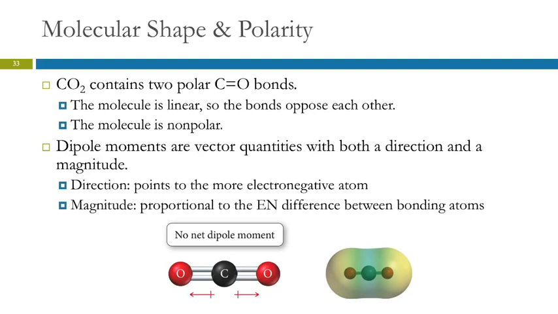Let's look at carbon dioxide. So here we have the molecular shape for carbon dioxide. It's linear. Each of these bonds is polar. The oxygen is more electronegative, so it's pulling electron density to this side, and this oxygen is pulling electron density to that side.